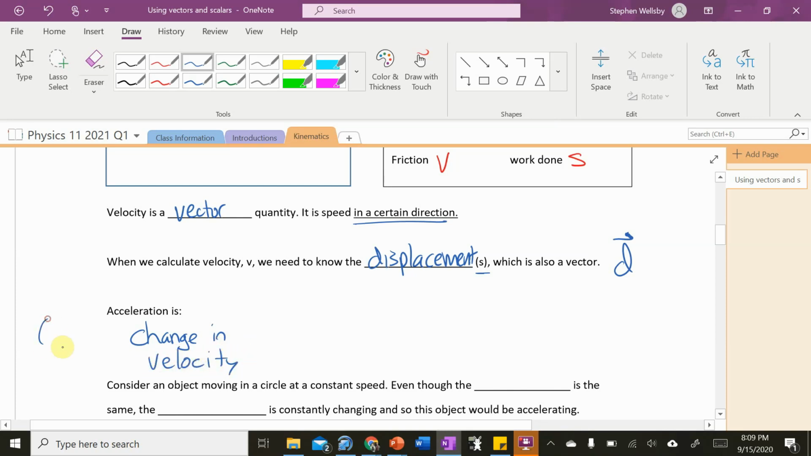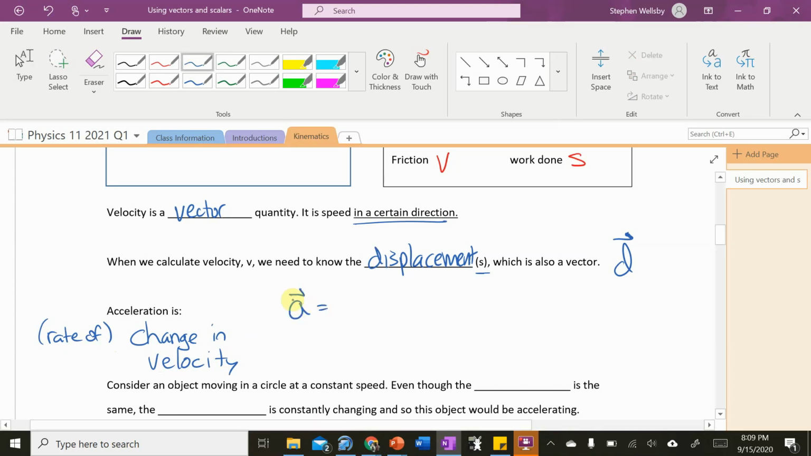And if we really want to be a bit more specific, a bit more accurate, acceleration is really the rate of change of velocity. So how quickly we're speeding up, how quickly we're slowing down, or, because it's a vector, how quickly we're changing direction. The formula that we have for that is written this way.